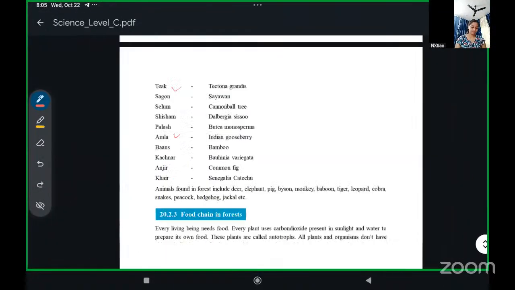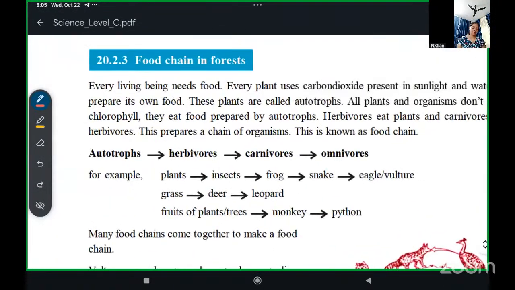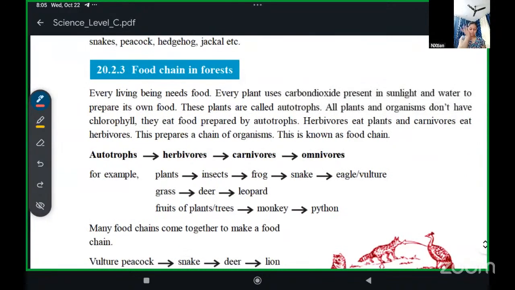Now, food chain in forests. Every living being needs food. Every plant uses carbon dioxide, sunlight and water to prepare its own food. These plants are called autotrophs.